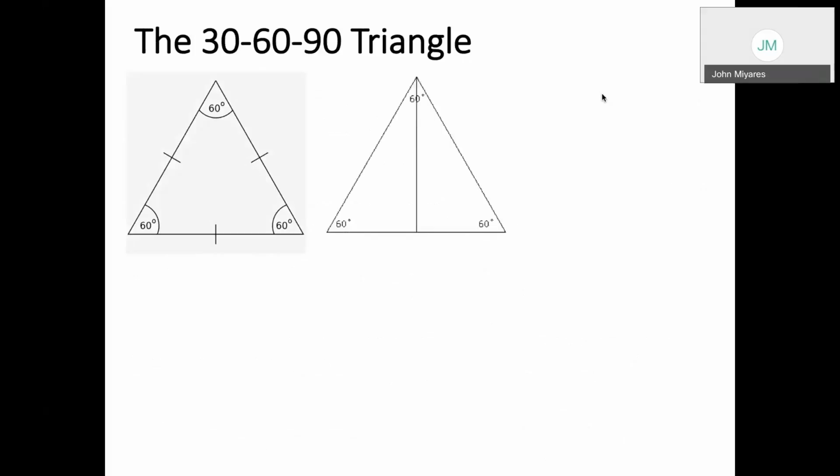When we drop an altitude from the top, that altitude does a few things special because it's an equilateral triangle. It will divide the angle in half up top into two 30-degree angles, and it will divide the base into two equal halves. So now we have what was an equilateral triangle split into two congruent triangles where the angle measures are now 30 degrees, 60 degrees, and 90 degrees.